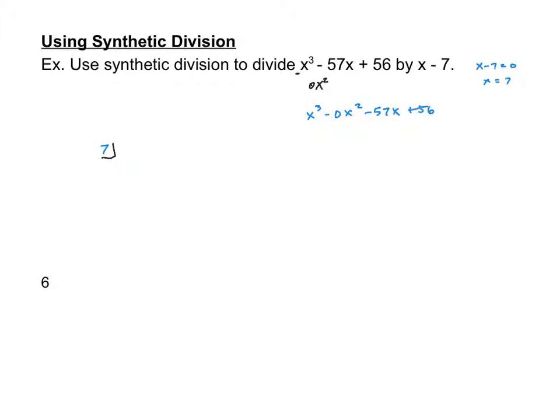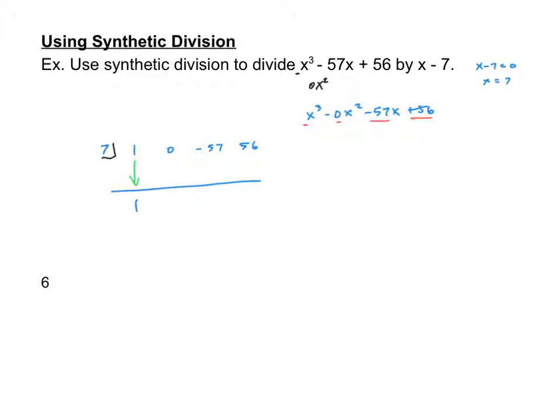And like I said, I'm only concerned about my coefficients. My coefficients are 1, 0, -57, and 56. So I am going to divide into 1, 0, -57, 56. And what do we do here? The form is very simple once you learn the pattern. We are going to carry one number down. 1 comes down, and then we are going to add down.